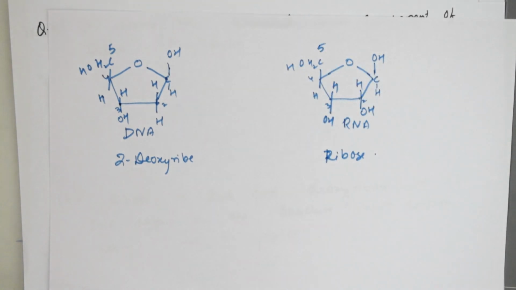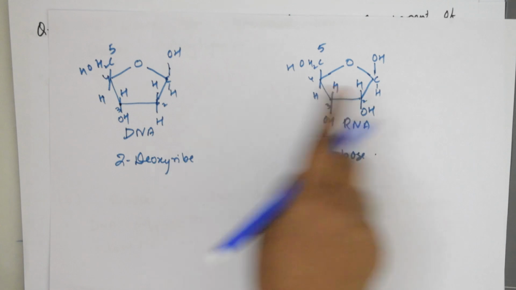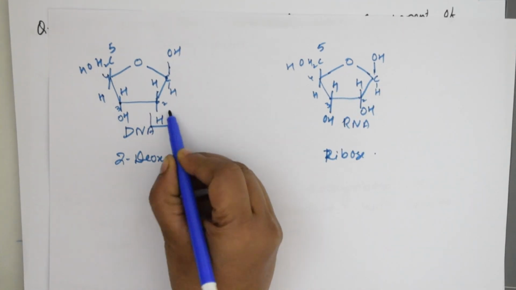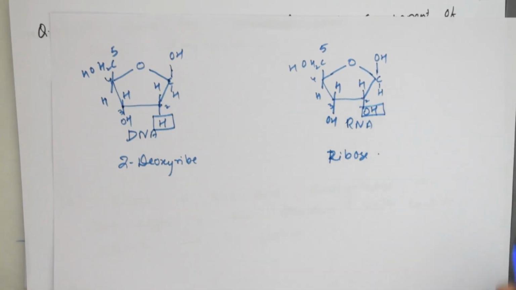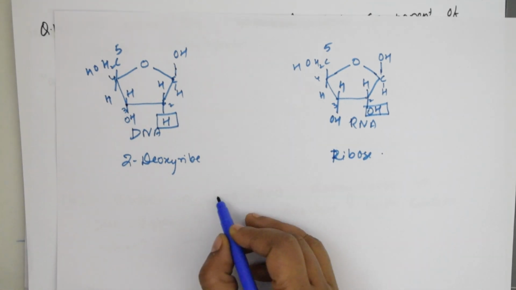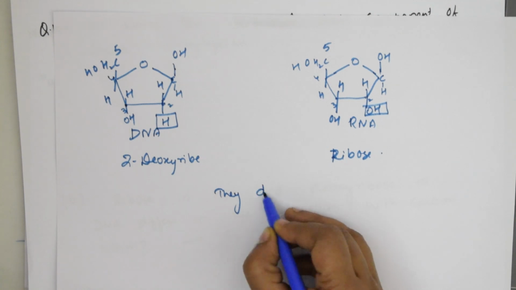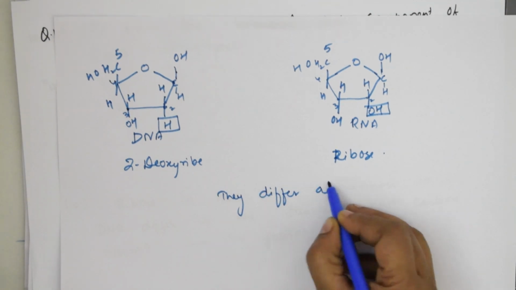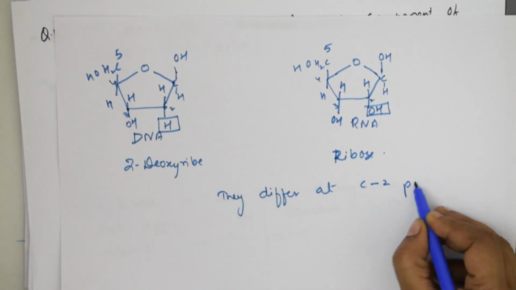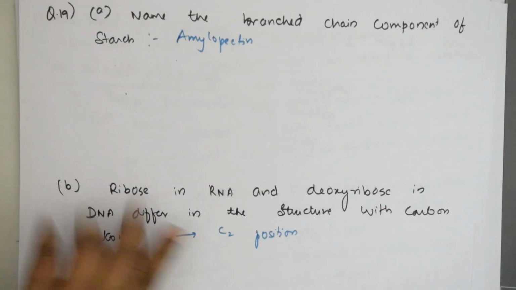Okay, hope you understand this. So first carbon same, second carbon different. Let us put this in the box, OH. So that's the reason we say deoxyribose and ribose differ at which position? They differ at C2 position. That is your answer. Hope this is clear, students. So this is why I have directly written C2 position.